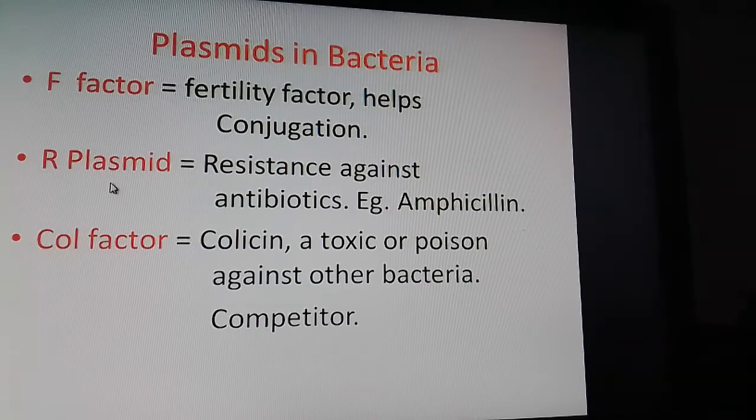R plasmid, that helps producing the substance which can keep the bacteria resistant against antibiotics. In general, you may be knowing ampicillin, tetracycline and such antibiotics. So the bacteria carrying the R plasmid, the gene with this plasmid can produce the substance which can keep the bacterium resistant against such antibiotics, that way protect the bacteria from the effect of antibiotics.